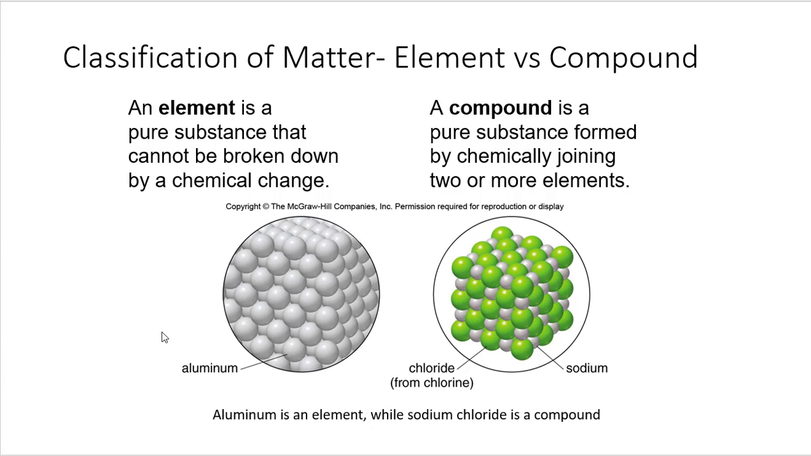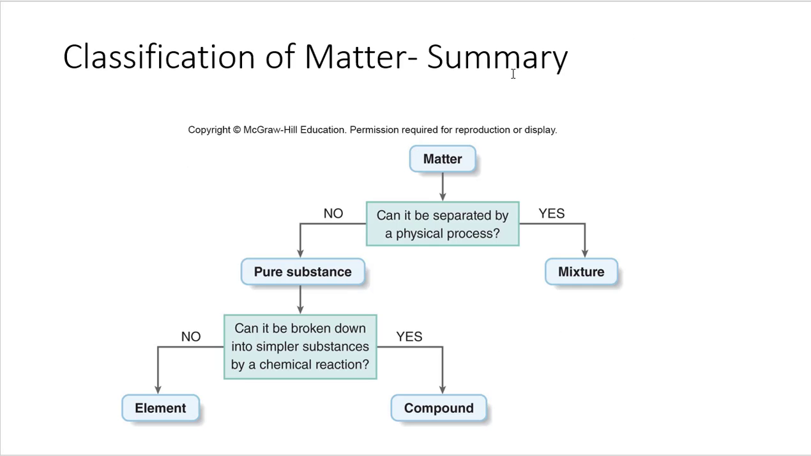So to review classifying matter, it's helpful sometimes to use a flowchart. So if we look at this flowchart, starting with matter, again, remember, matter is anything that has mass and takes up space. To determine how to classify it, let's ask a series of questions. If my matter can be separated by physical properties, yes, it's a mixture. No, it's a pure substance. If that pure substance can be broken down to some simpler substance by a chemical reaction, yes, it's a compound. No, it's an element.